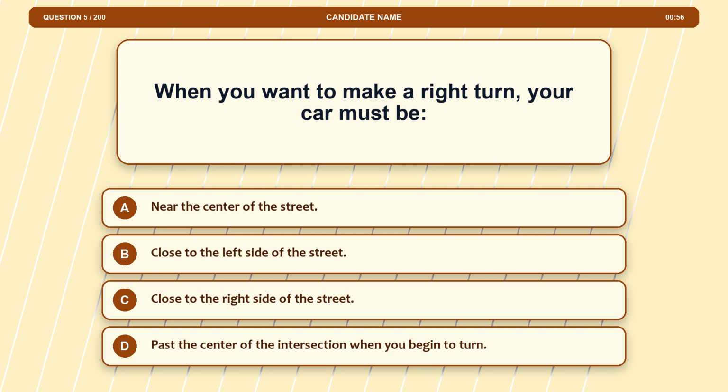Question 5. When you want to make a right turn, your car must be Option A. Near the center of the street. Option B. Close to the left side of the street. Option C. Close to the right side of the street. Option D. Past the center of the intersection when you begin to turn.